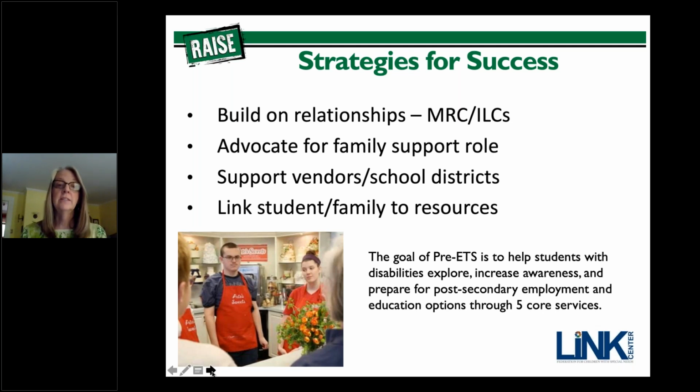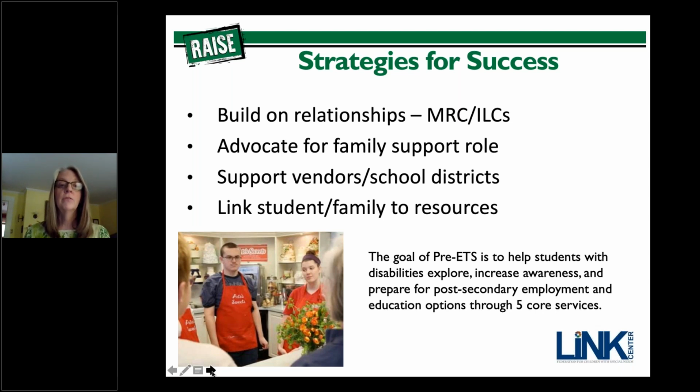The other thing that we sat down with our state VR agency to talk to them about was the family support role and how key that was for youth to be successful. These were youth in high school that may not have access to transportation and needed some skill building, and how important that family role was. And so we entered a really unique partnership to provide that family support for all the students that were accessing Pre-ETS services through our state and ultimately the vendor system that they developed.